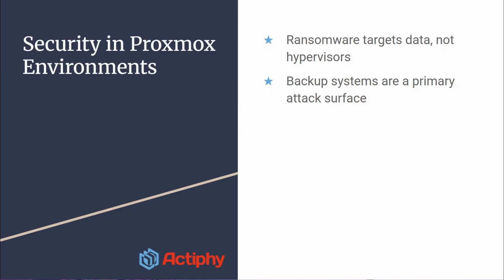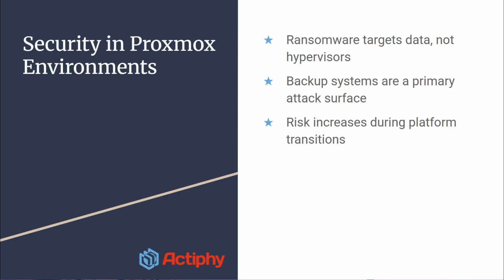The hypervisor may be stable. The workloads may be clustered. High availability may be functioning. But if backup storage is exposed to the same network as production systems, it shares the same risk profile. That's why backup architecture must include deliberate isolation. Not just authentication, not just permissions, but architectural separation that reduces exposure. And that leads directly to the next layer of protection.